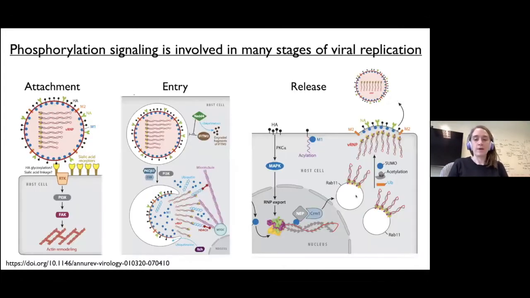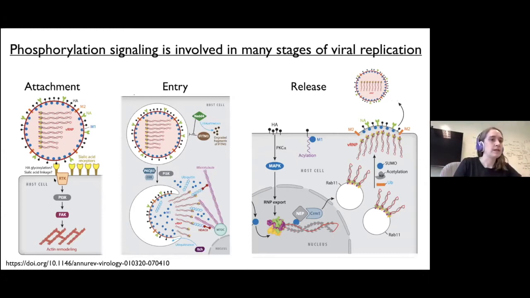And so I don't think I need to convince anyone that it's a very important and pressing research question to understand the biology of SARS-CoV-2 infection. But one thing I just want to highlight right here is the role that phosphorylation plays in viral replication. Phosphorylation signaling plays an important role in every aspect of viral replication. So here's a few figures that I took from a review on flu infection. And what these figures really illustrate is that phosphorylation impacts attachment, entry, and release.